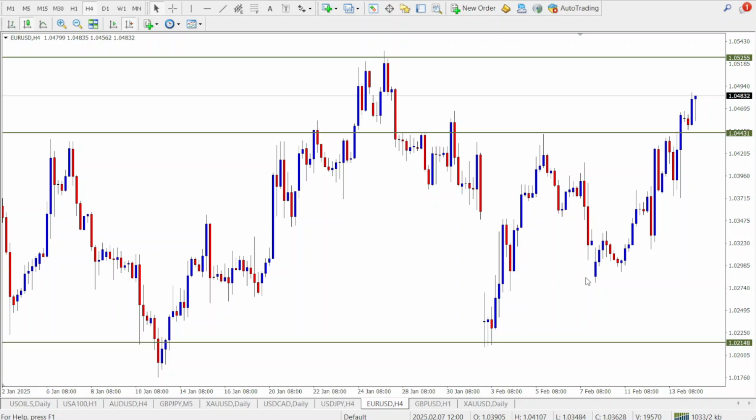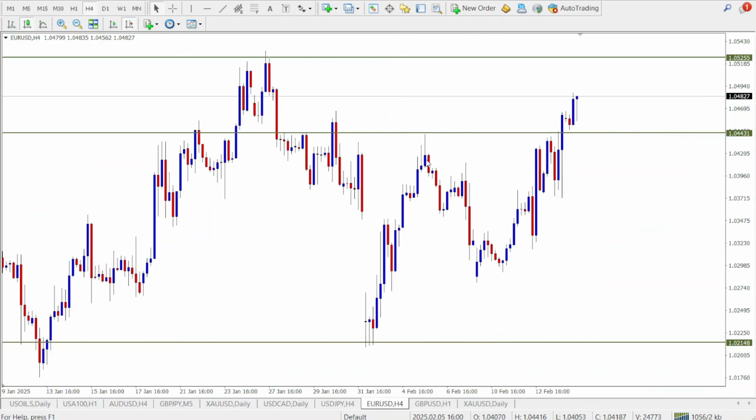Supports are usually below price. Supports are at the bottom while resistances are on top. So here's why this strategy is so powerful. It helps confirm market direction, it filters out false breakouts, and it provides clear entry points. Additionally, it works on all time frames. So let's break it down step by step so you can start applying this strategy immediately.